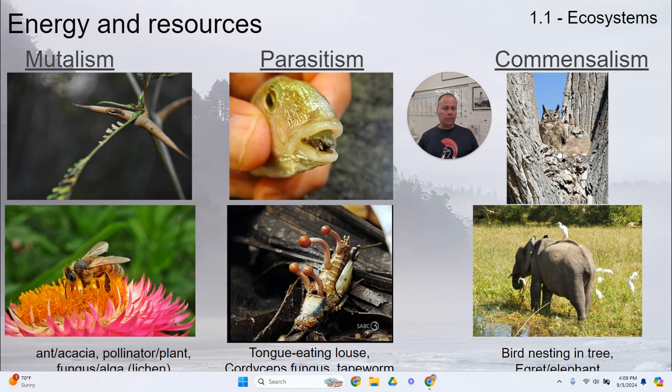Birds nesting in trees would be an example of commensalism. The birds are benefiting, but it's not affecting the tree in any way. Or this egret that hitches a ride on the elephant's back. When the elephant kicks up dirt, the egret will often eat insects that get exposed. It's hitching a ride, but it's not really benefiting the elephant in any way. So this is also commensalism.